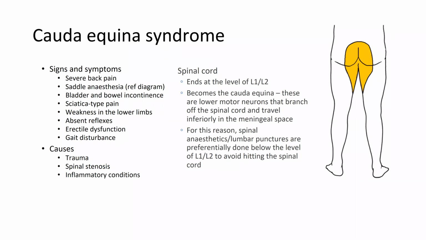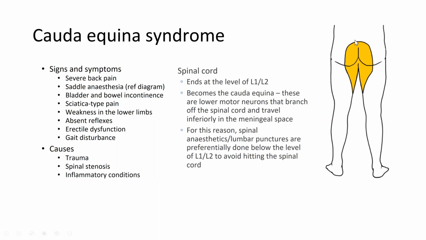It presents as severe back pain, saddle anesthesia. You can imagine from the front what that would look like. Bladder and bowel incontinence, sciatica-type pain, weakness in the lower limbs, absent reflexes, and erectile dysfunction, which I guess is an absent reflex, and gait disturbance. Most of the time this is caused by inflammatory conditions or trauma. Spinal stenosis, we haven't really learned about, but most of the time when you're doing multiple choice questions, they'll either say trauma or inflammatory conditions.